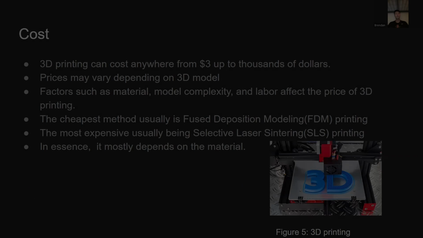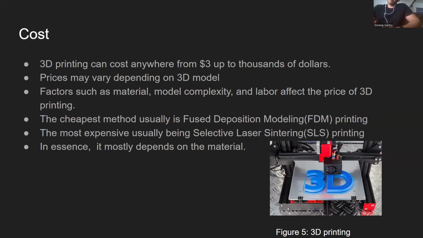Okay, so the cost of 3D printing varies; it can be anywhere from $3 up to $1,000. Factors that should be accounted for when determining the total cost would be the choice of material, the model complexity, and the labor. The cheapest method of 3D printing is usually fused deposition modeling, while the most expensive is selective laser sintering. But in essence, most of the cost is from the choice of material and the model complexity.